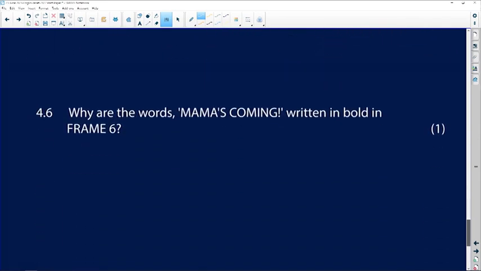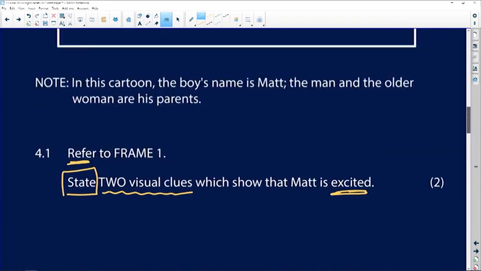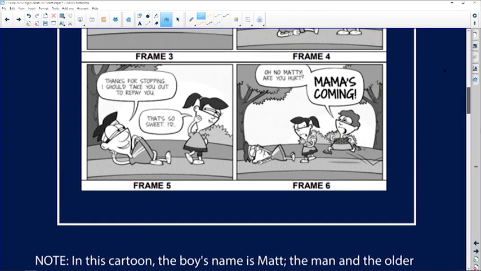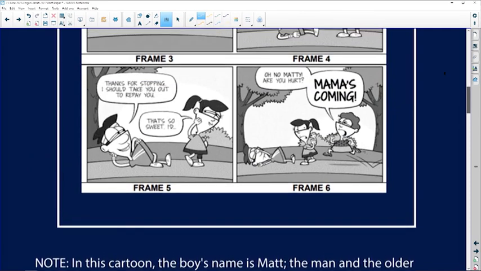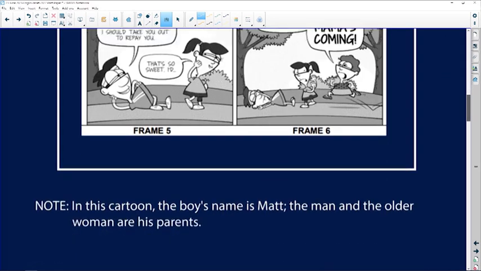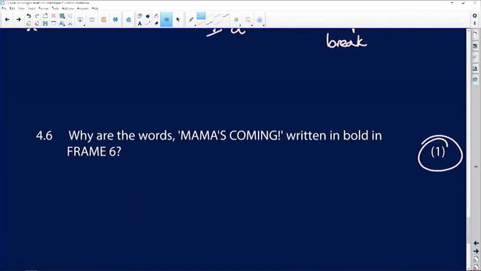Right, why are the words written in bold in frame 6? So she's shouting, she's concerned, she's worried about her child, whatever. How many marks? Let's go back and have a look. Just one. She's shouting. That's the obvious thing. "Mama's coming!" Right, really loud.